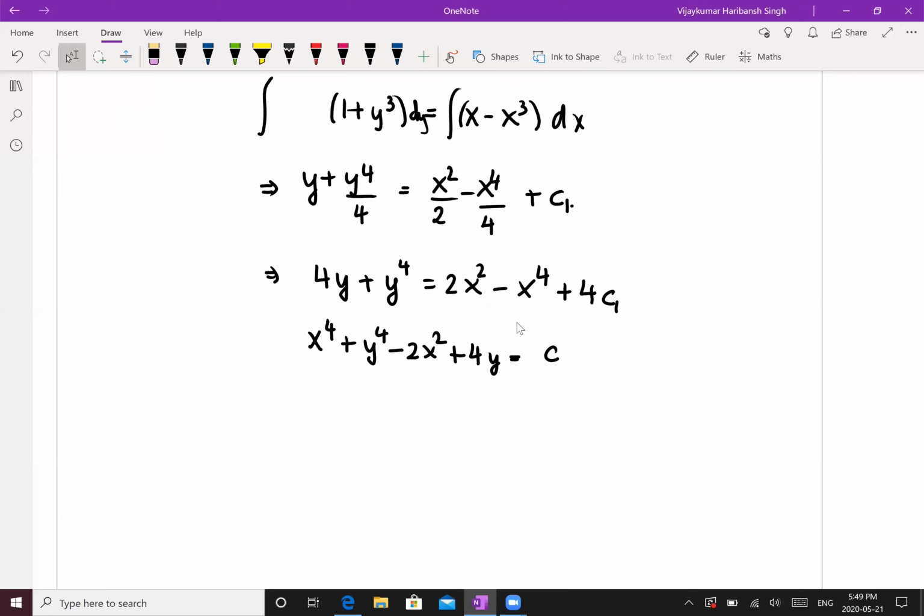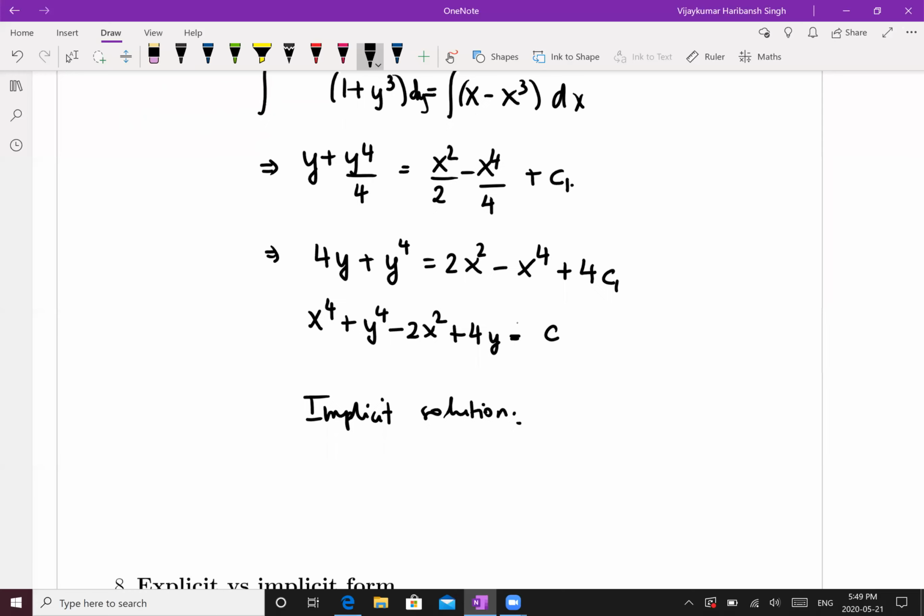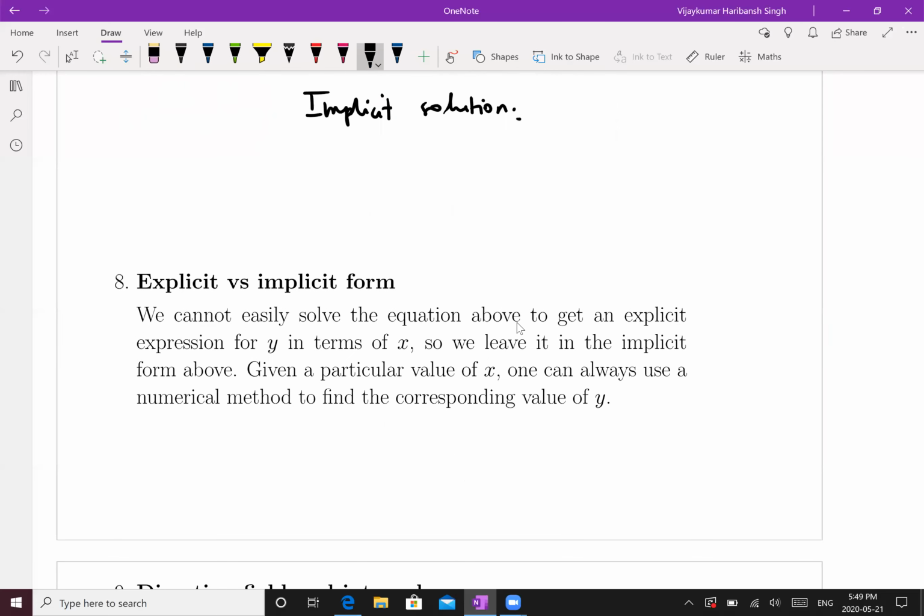Now this solution, as you can see, is an implicit solution, right? You cannot solve for y from here. So we cannot easily solve the equation above to get an explicit expression for y in terms of x. So we leave it in the implicit form above. Given a particular value of x, one can use a numerical method to find the corresponding value of y. So in this case, we will use numerical values.